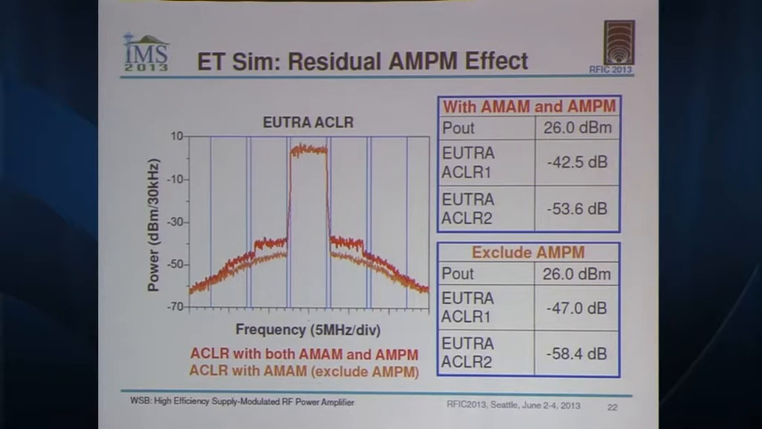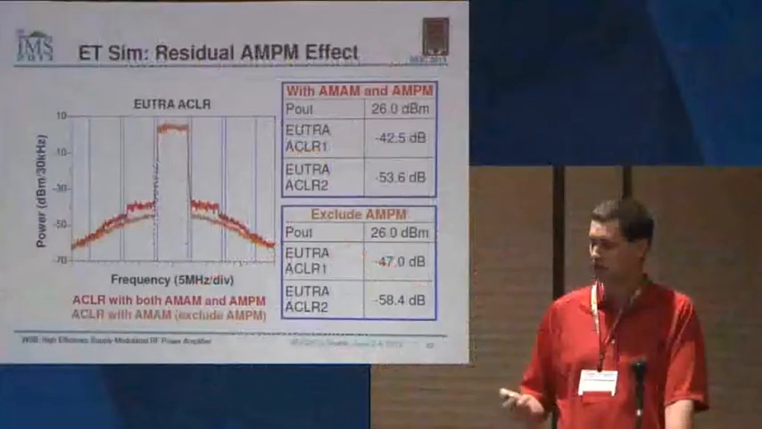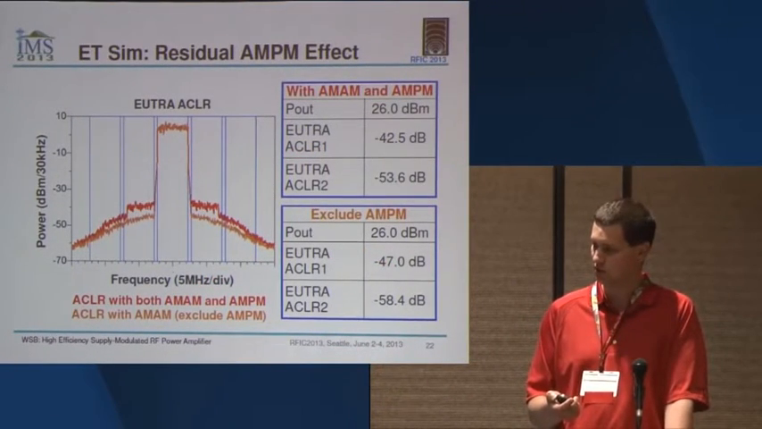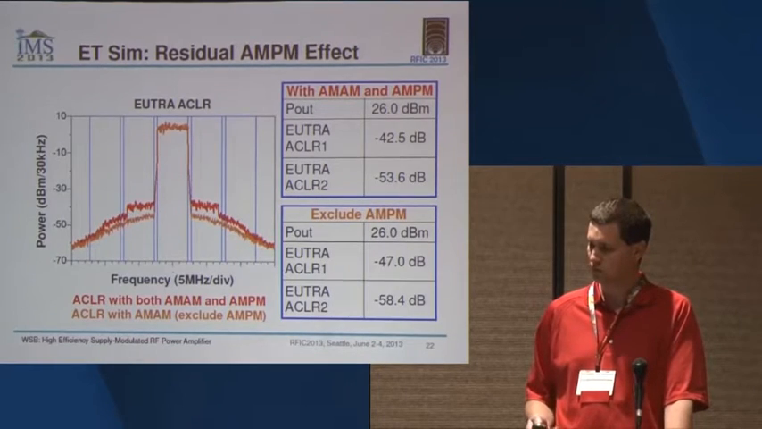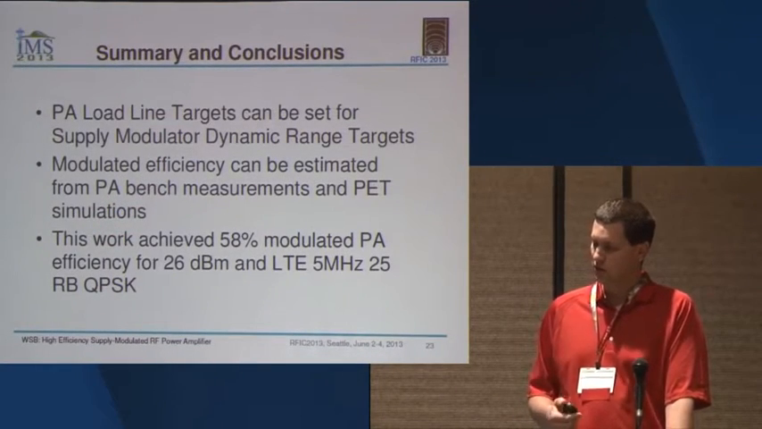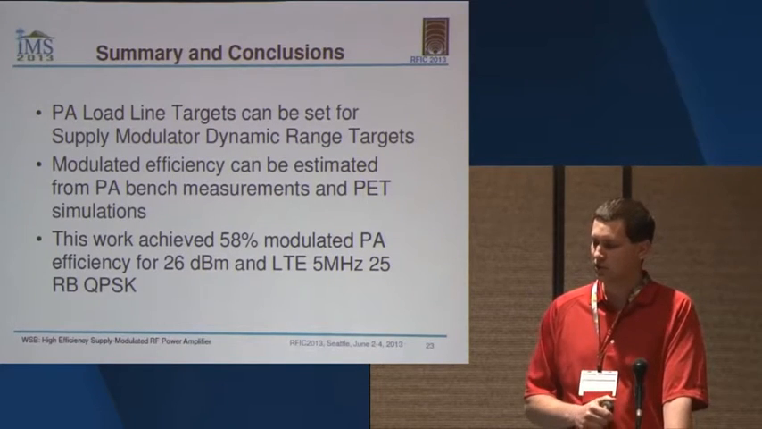I talked earlier that the AM to PM on this particular PA is a little bit marginal. Minus 42 is still a pretty good performance for ACLR1, but there's definitely room on the table to improve the AM to PM characteristic. So that kind of brings me to my summary and conclusion slide.